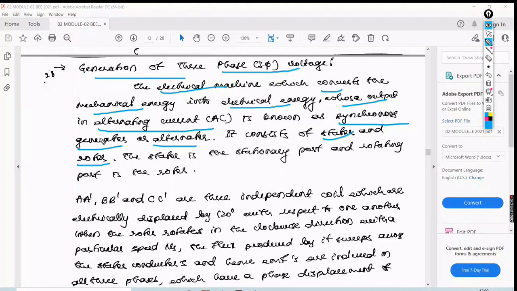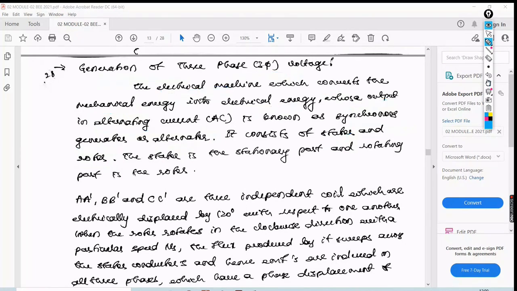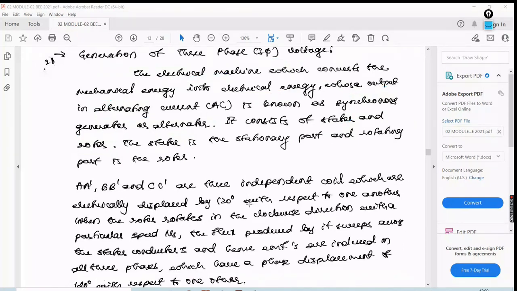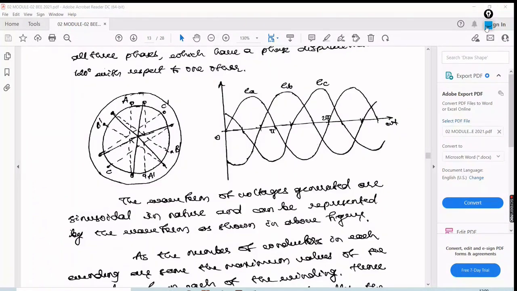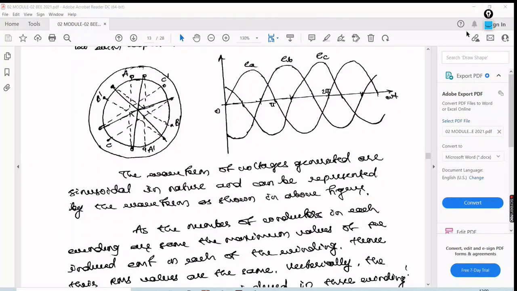With respect to the synchronous generator and alternator, we will study in detail in the fourth module. But how we are going to generate the three-phase voltage, we need to understand the concept. Whatever conversion takes place is based on the dynamically induced EMF principle, which I told you in the previous explanation.